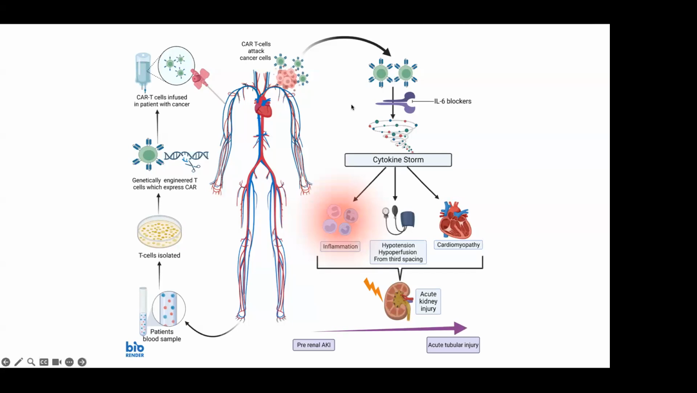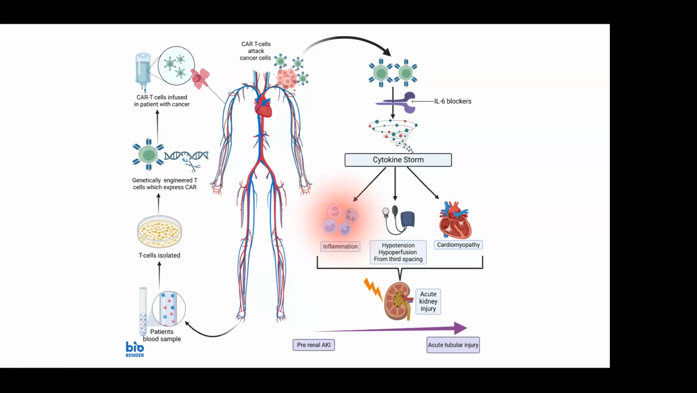But then what happens is, once you inject these CAR T cells, in maybe 15 to 20% of the patients there is a cytokine storm, which happens because of a sudden inflammatory reaction, and it causes severe inflammation, hypotension, hypoperfusion, sudden cardiomyopathy, which causes acute kidney injury. So patients can develop hemodynamically mediated prerenal acute kidney injury, going into the spectrum of acute kidney injury.